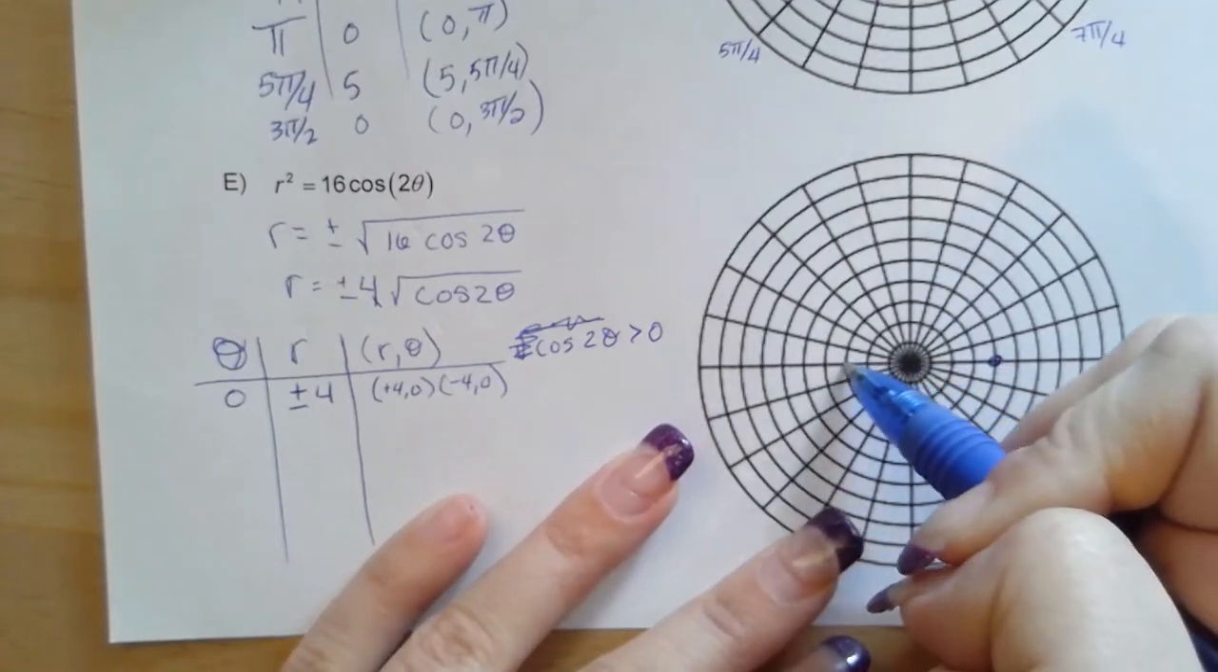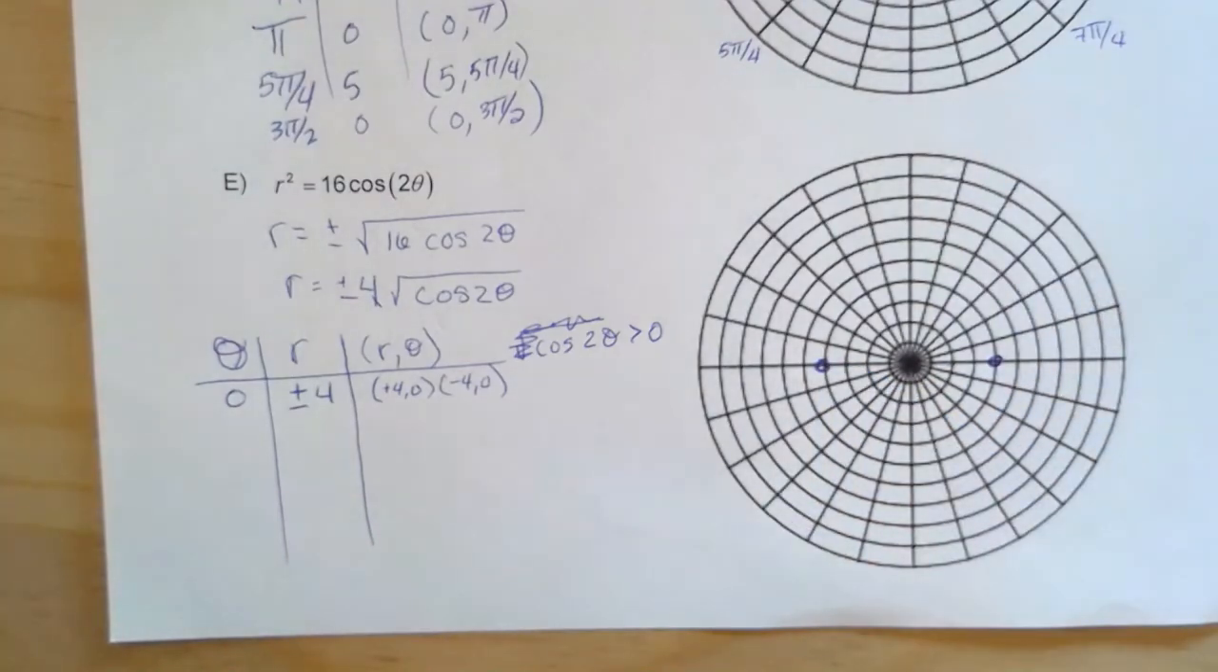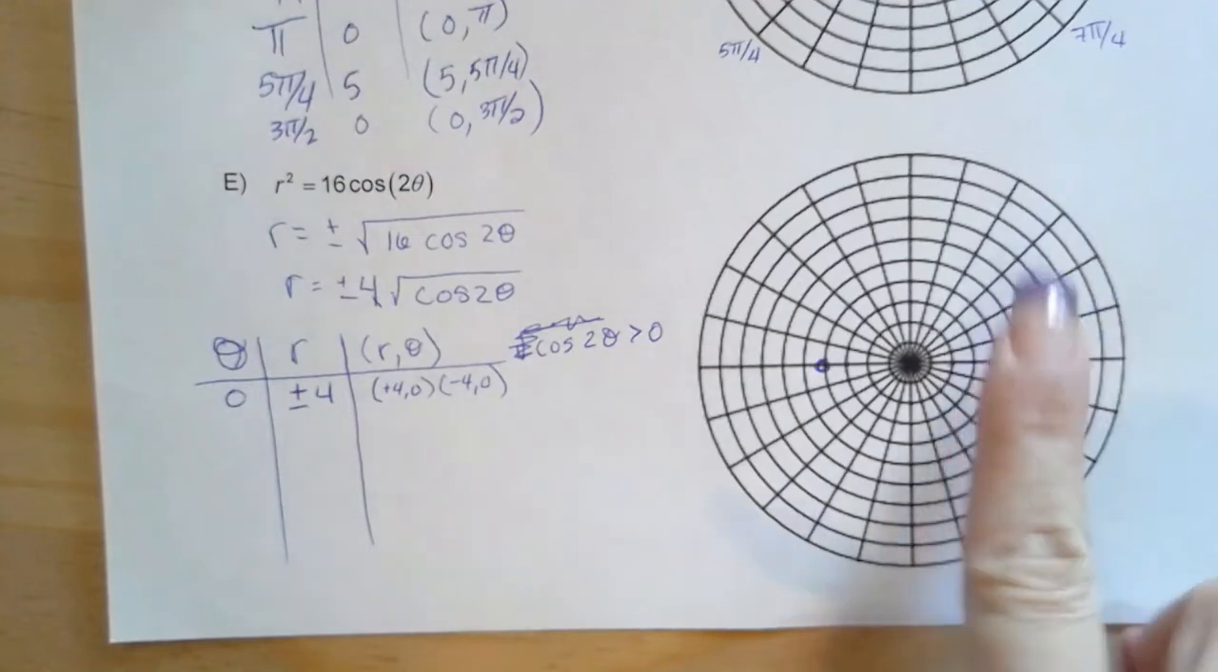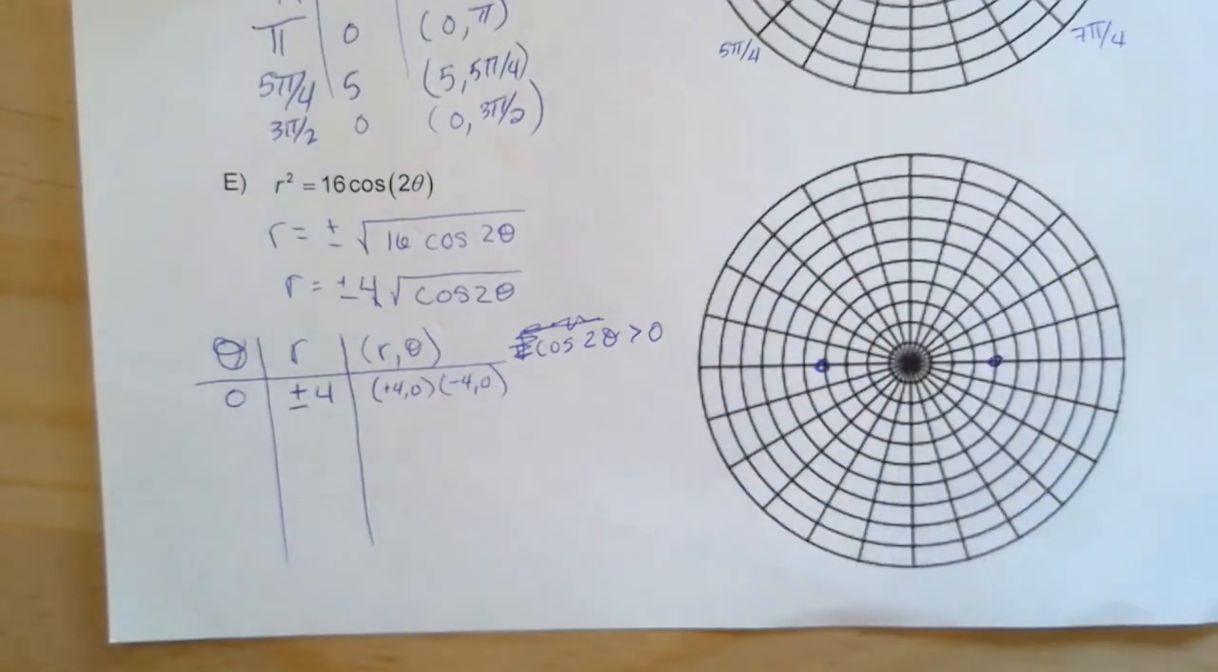And 1, 2, 3, 4. So let's make a guess what's going to happen, guys. This side is going to look the same as this side, right? Because we have our plus or minus, so it's kind of balanced out. Alright, let's try the next one.